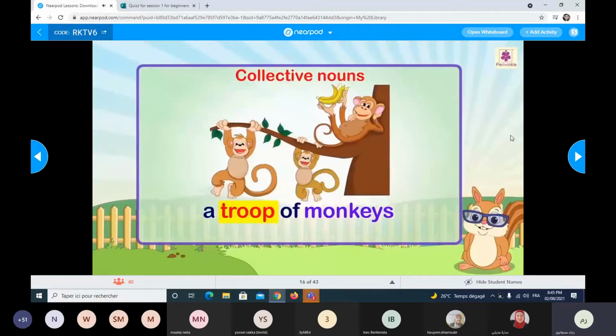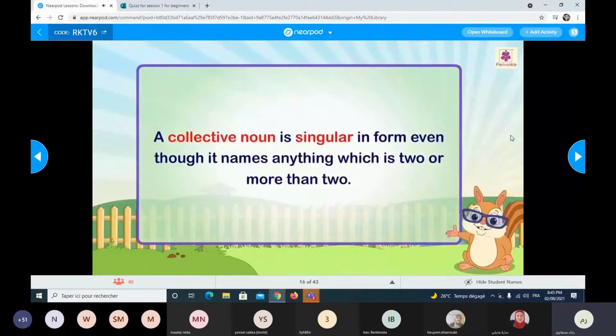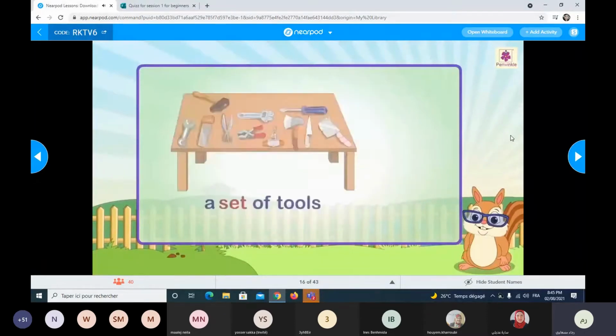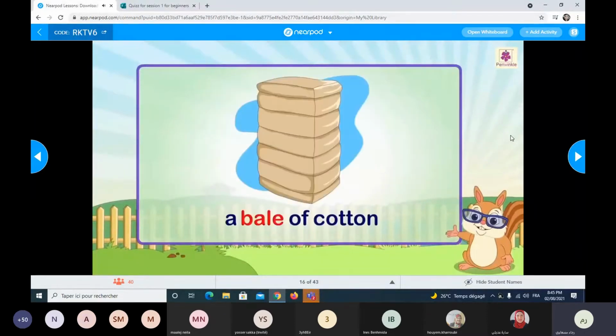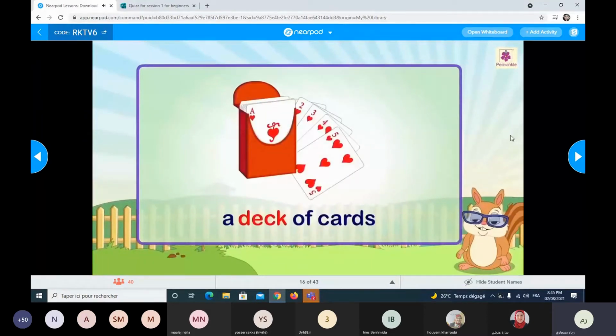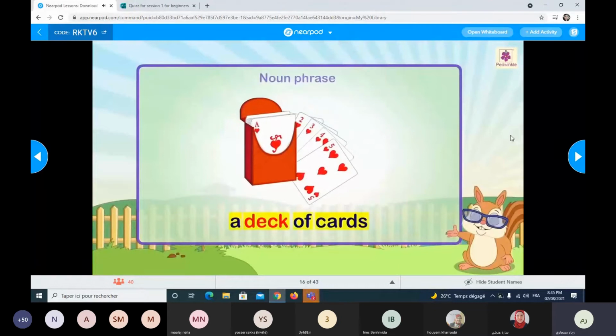A collective noun is singular in form, even though it names anything which is two or more than two. For example, a set of tools, a bale of cotton, a deck of cards. Such group of words is called a noun phrase.